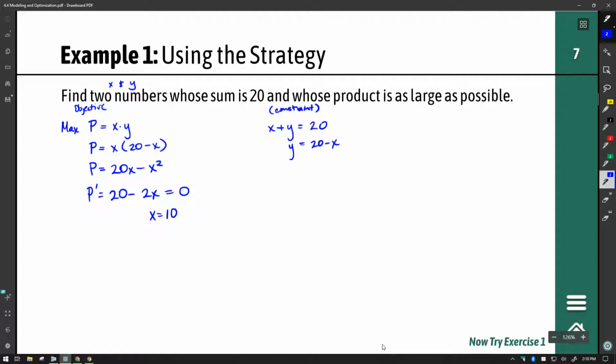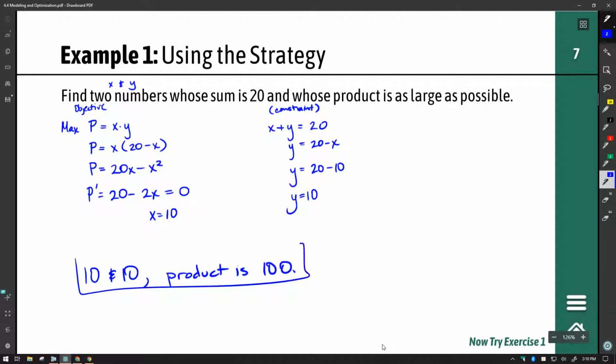So one of the numbers is 10. The other number can be found by taking that 10 back into the constraint. Y equals 20 minus 10. Replace the X with a 10. And now we have Y equals 10. So what are those two numbers? The two numbers are 10 and 10. And what's the product? The product is 100.